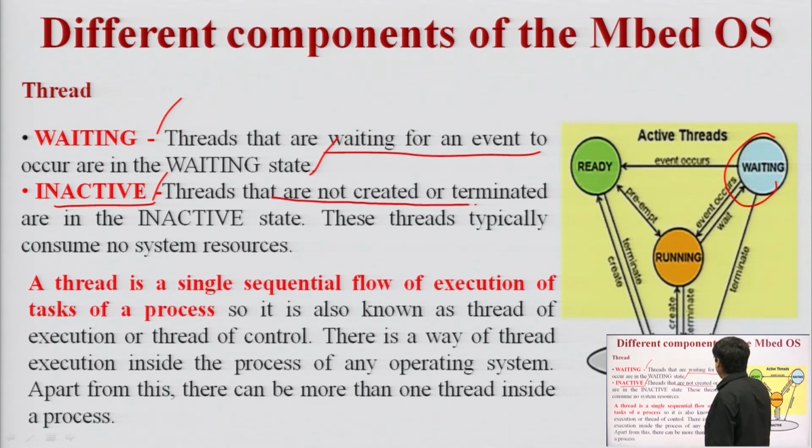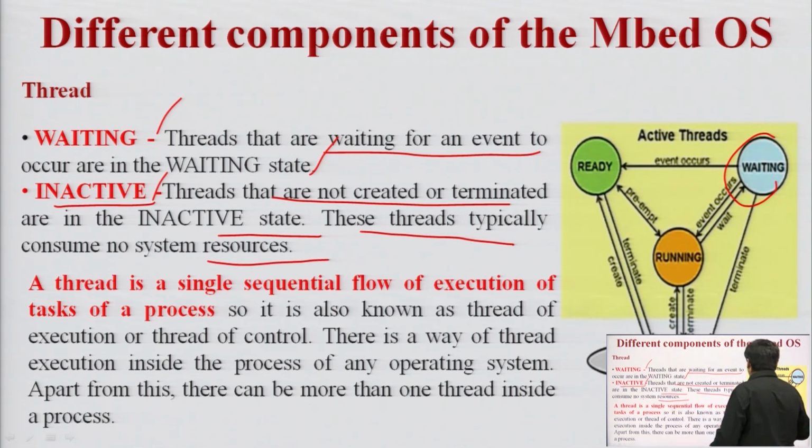Threads that are not created or terminated are in the inactive state. These threads typically consume no system resources. Inactive means we are doing nothing, we are not using any system resources. Inactive means we have terminated the process. Here you can see that from the ready state we have terminated the process, and from the waiting state we have terminated the process.